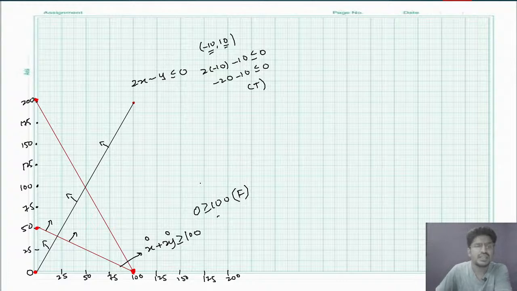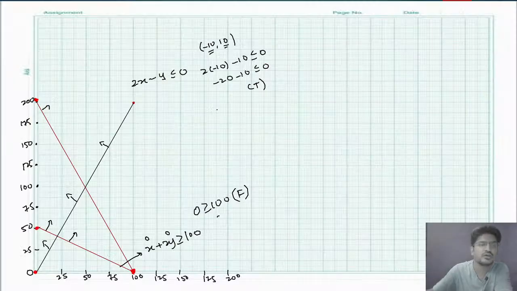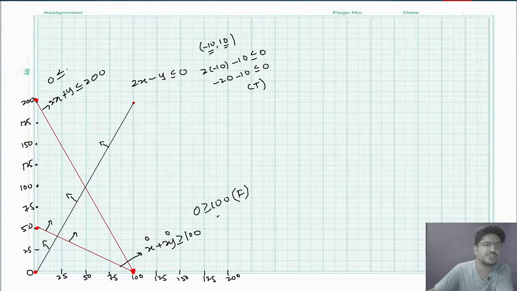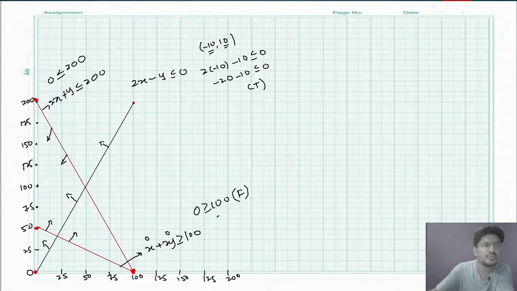Okay. Next, check for the third line, and the third line is 2x plus y lesser than or equal to 200. Put 0, 0. 0 will be lesser than or equal to 200. Therefore, it is true, towards the origin. Okay, so now the feasible region is going to be here. So this is your feasible region. Clear?